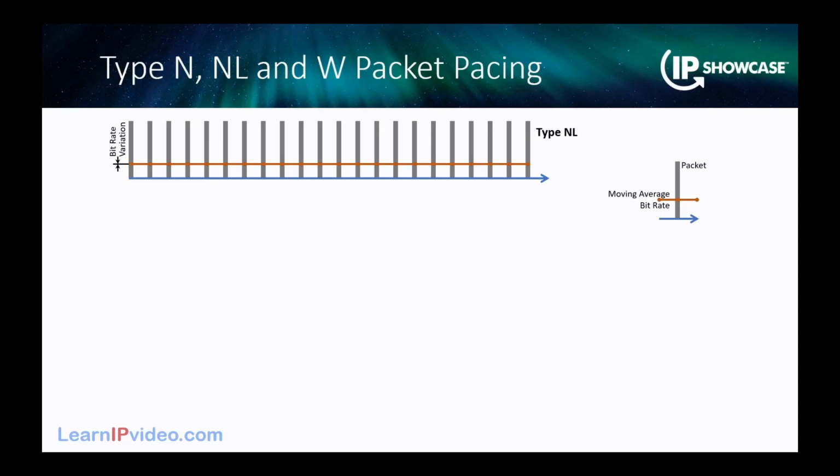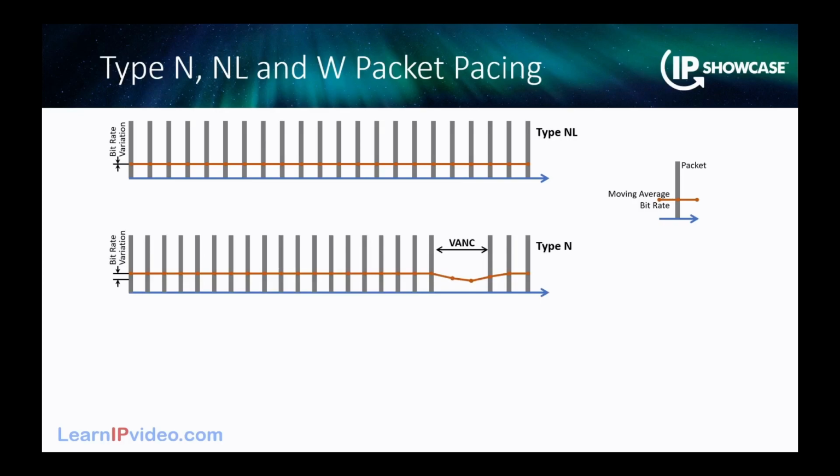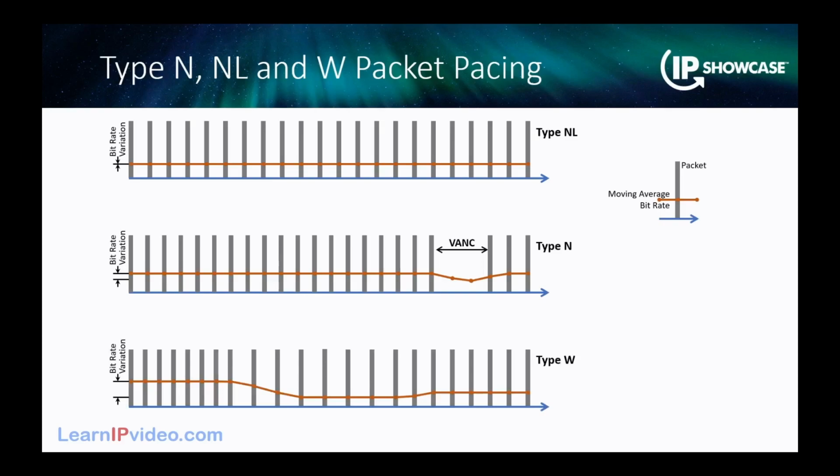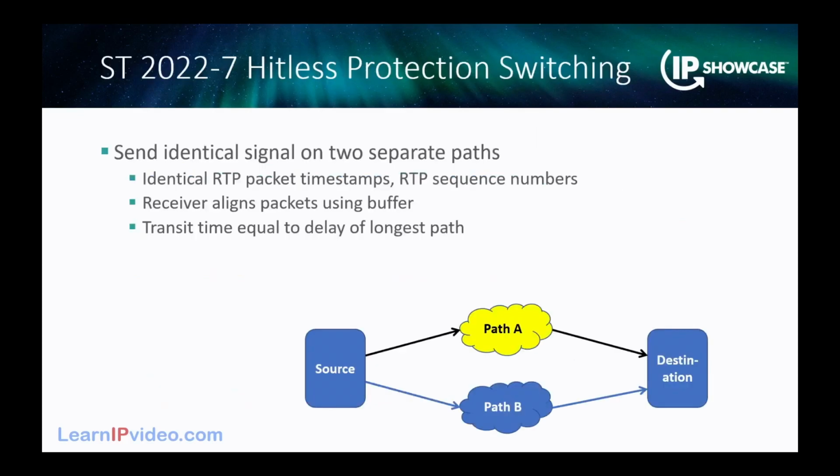There's narrow linear, where the packets are spread out during the entire frame interval. We have type N, which stands for narrow. What we do is we don't send packets during the same time as the vertical ancillary space would happen. And then we have type W that's designed for wide senders and wide receivers. That's primarily to support software-intensive devices. And as you can see, the average bit rate here can fluctuate. The packets can be spaced together or farther apart. And all those are things that we support in 2110.